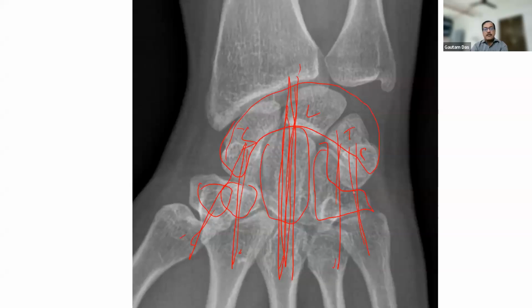Now, if you have a cross section, this is again very important: where is the carpal tunnel? The carpal tunnel is not in this part. The carpal tunnel is between this part.